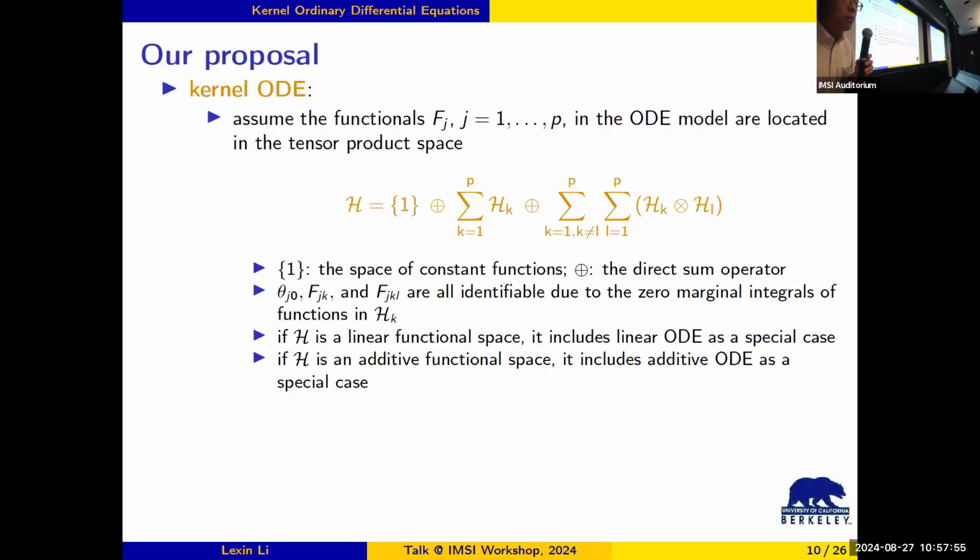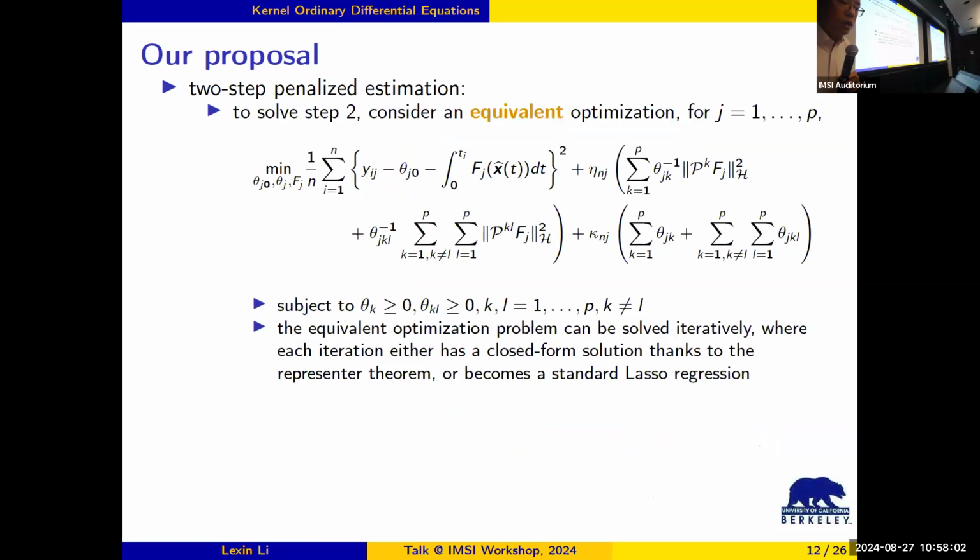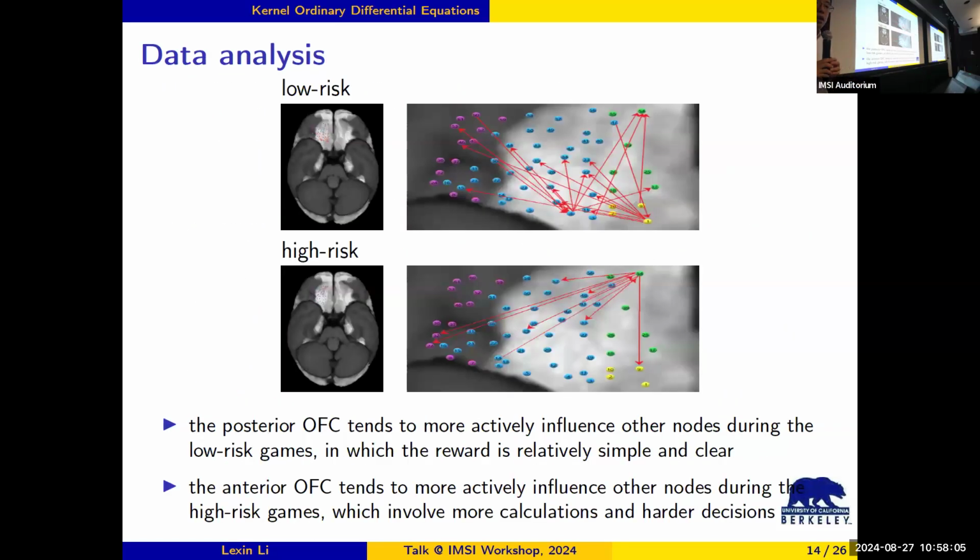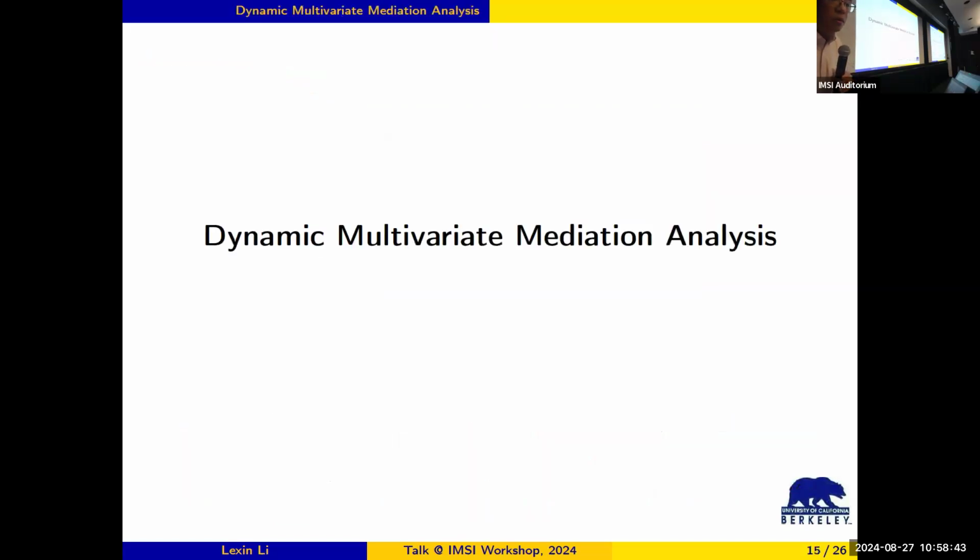I'm going to skip quite a bit of detail, but if you are interested, I'd be more than happy to talk more after the talk. We applied this method to this gambling task experiment, and we found that when this patient was performing the low risk games, posterior OFC tends to more actively influence other nodes, as shown in the top panel here. By contrast, during those high-risk games, which involve more calculations and harder decisions, the anterior OFC tends to be more actively influenced. So these directions tend to be somewhat different under these two types of gambling tasks. Okay, this is the first case study.